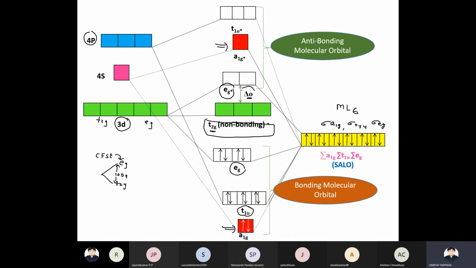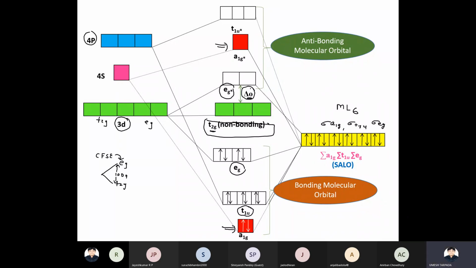theory. See, look at here, this difference is the octahedral splitting, or you can say 10 Dq. So see, upper three are anti-bonding, lower three are bonding, and T2G is non-bonding because T2G cannot form a sigma bond. So in this way, these are the various orbitals in a sigma donor complex or in a sigma complex.